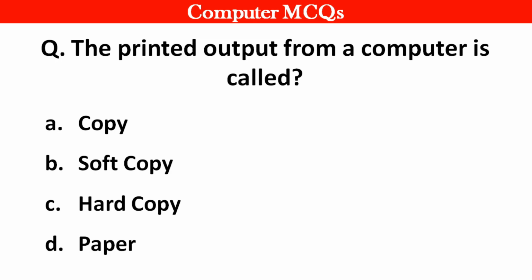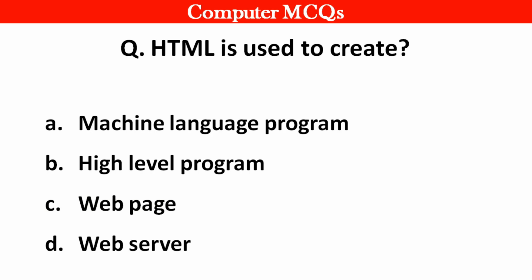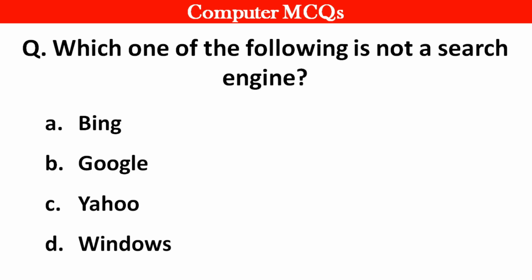Next question. The printed output from a computer is called. Right answer is option C, hard copy. Next question. HTML is used to create. Right answer is option C, web page. Next question. Which one of the following is not a search engine? Right answer is option D, Windows.